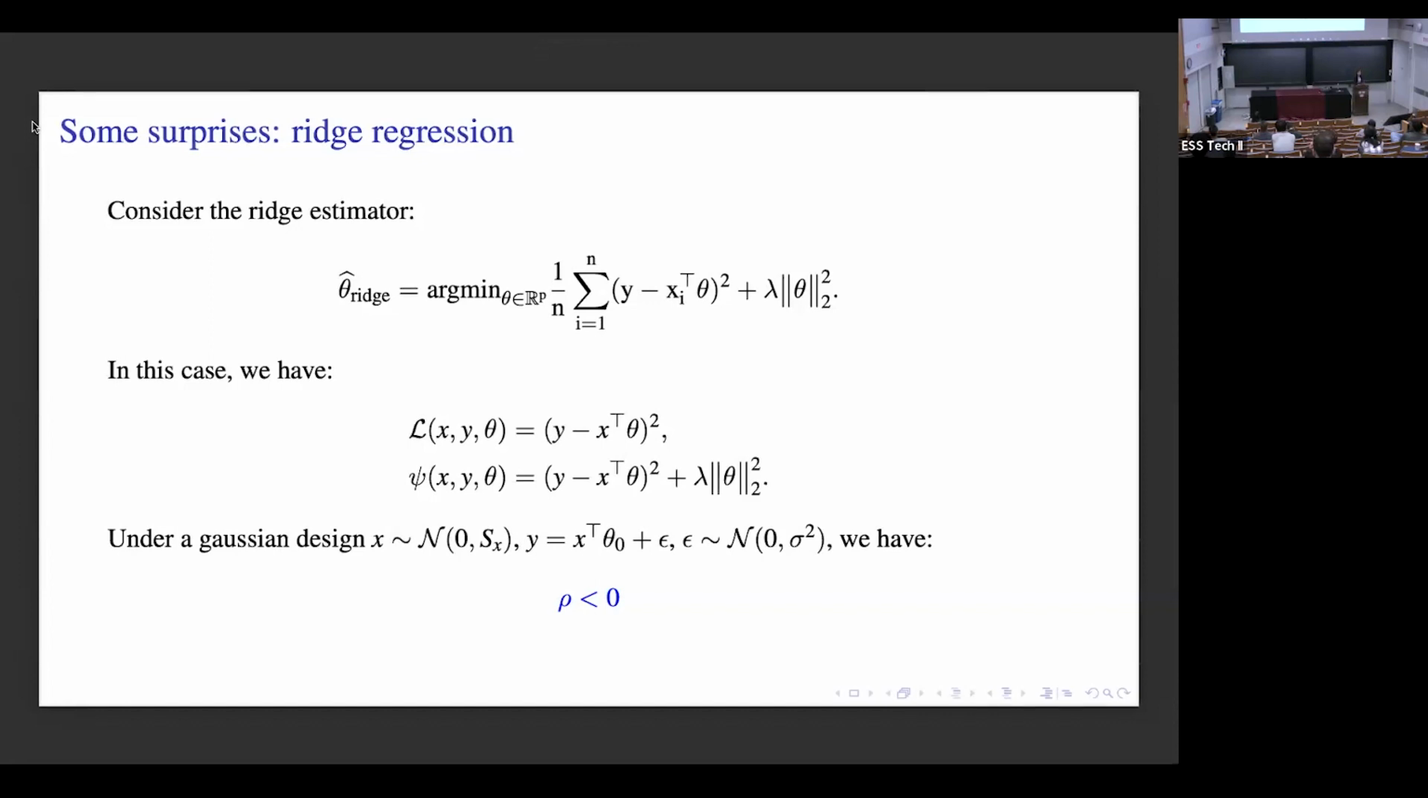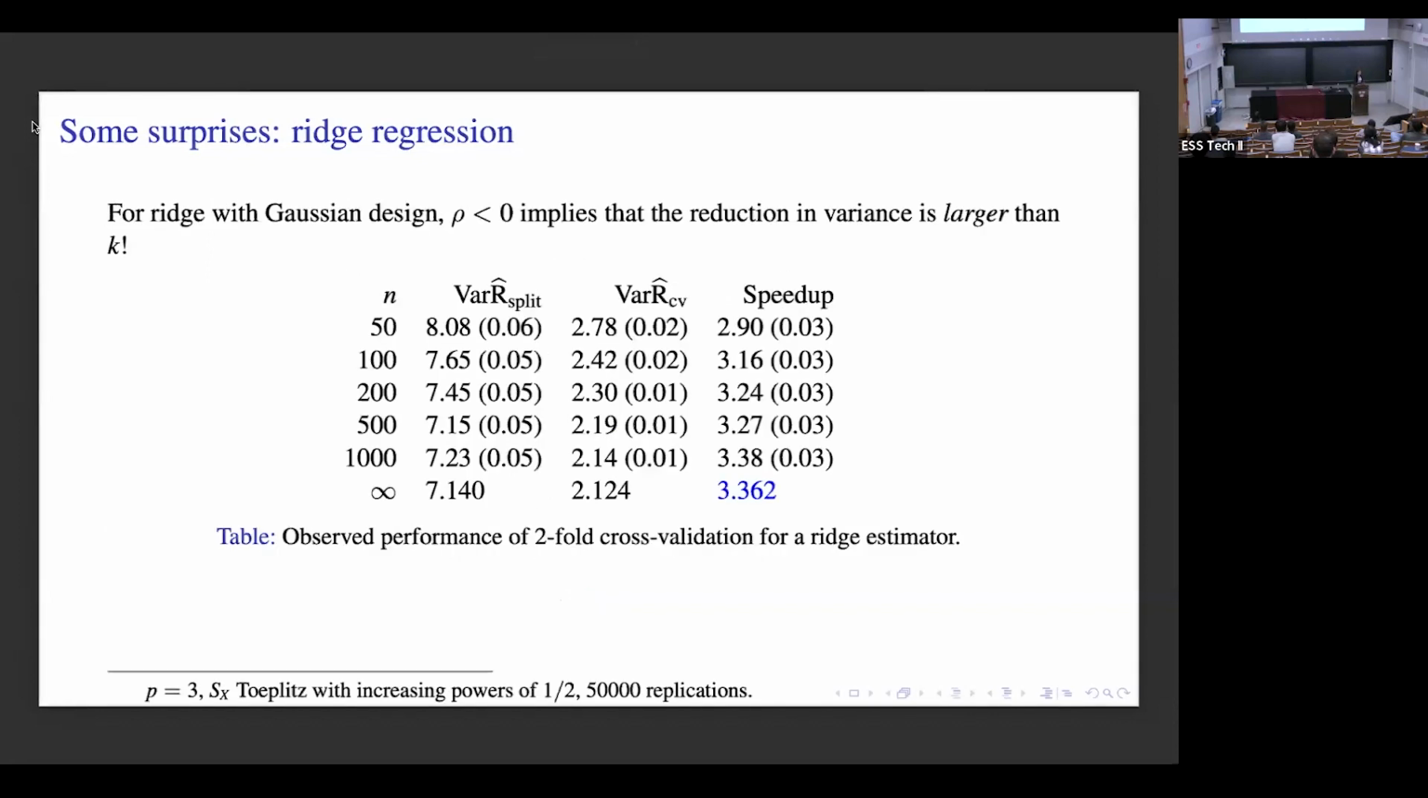So for example, imagine you're doing two-fold cross-validation. I'm plotting here the ratio between the variance of the k-fold cross-validated risk and the split risk. You can see that doing two-fold cross-validation for ridge regression is like having more than 3 times more data to estimate the split risk. And this is very surprising for me. I was not expecting to see this, especially for such a simple estimator.